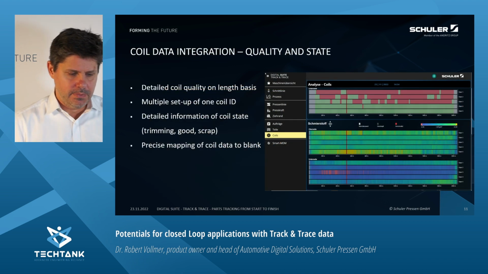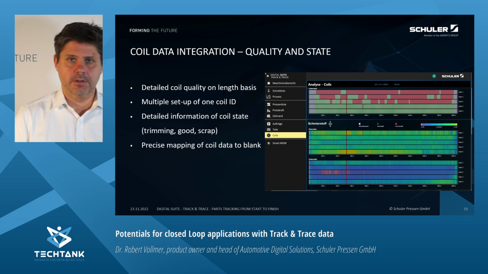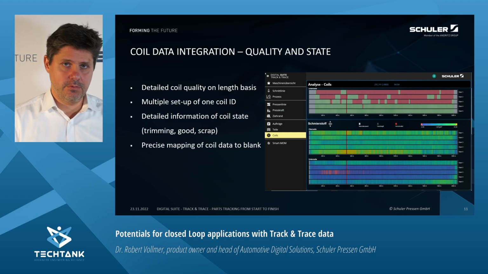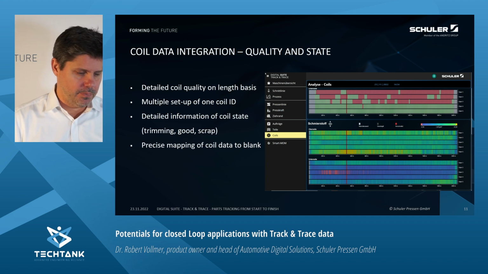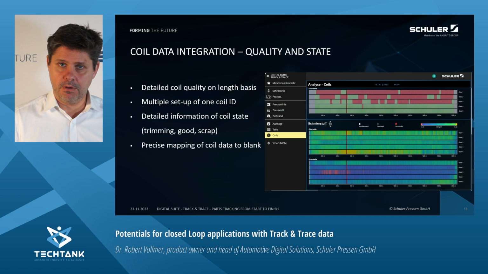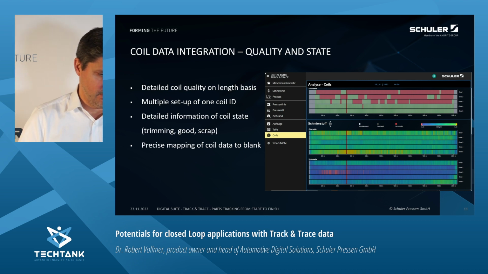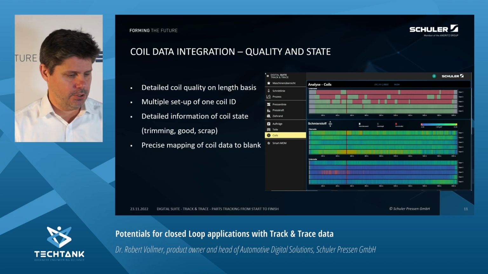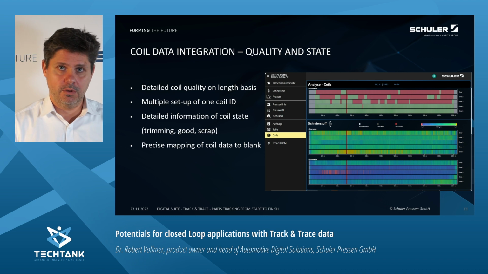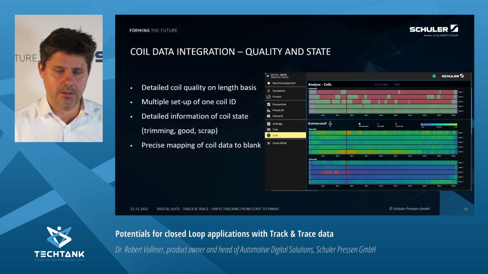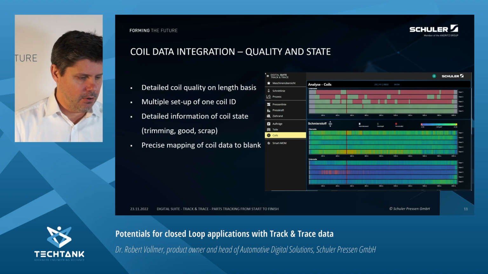So the detailed coil quality is recorded on a length base, of course, and this is how we do the measurements. We are mapping the measurement data with the coil length typically. And we can cover different conditions and situations. So we have a multiple setup function of 1 coil ID, for example. So it's the possibility that you process 1 coil in separate orders, working orders. That means you do a multiple setup of the coil. We can cover this, of course.